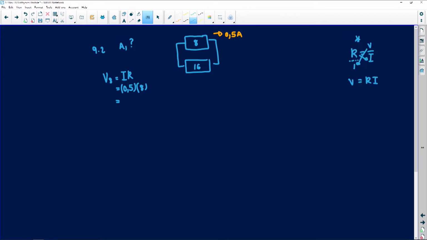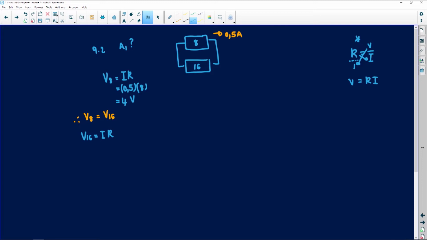So the potential difference around the 8 ohm resistor will then be 4 volts. But remember, resistors in parallel are current dividers, but the potential difference is the same, which therefore means the potential difference of the 8 ohm resistor is equal to the potential difference on the 16 ohm resistor, right? Resistors in parallel are current dividers, but the potential difference will be the same. Therefore, if I'm looking at the 16 ohm resistor, I'm going to say IR over here.